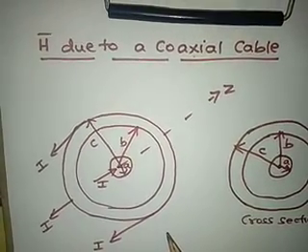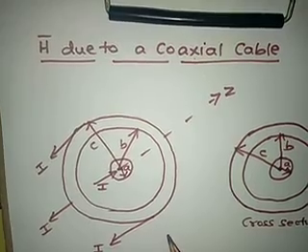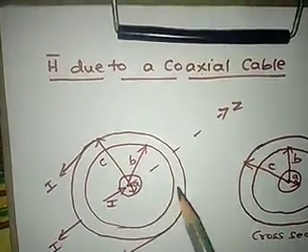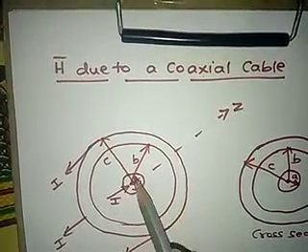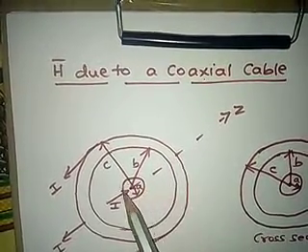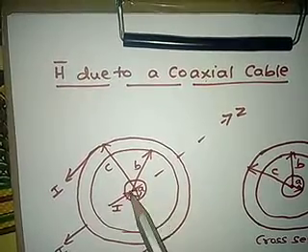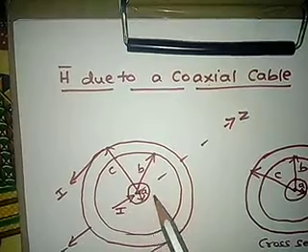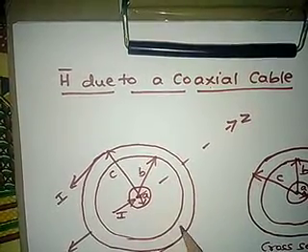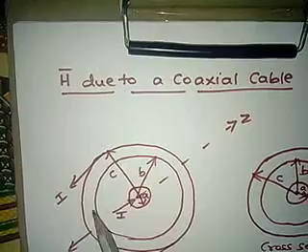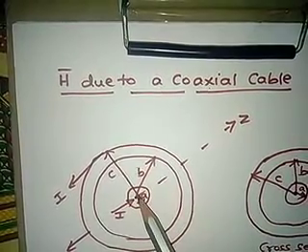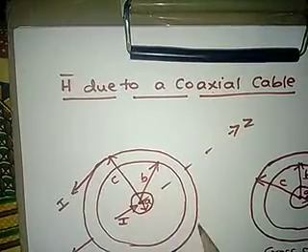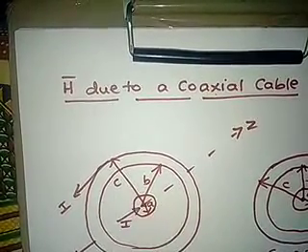Today, let us take up one more application of Ampere's circuital law, that is H bar due to a coaxial cable. This is the coaxial cable that I have considered. This is the inner part of the conductor, so the radius of the inner conductor is a, the inner radius of the outer portion is b, and the outer radius of the outer conductor is c.